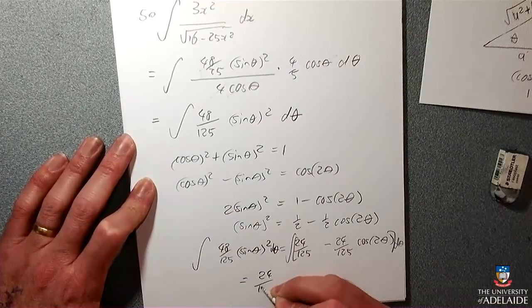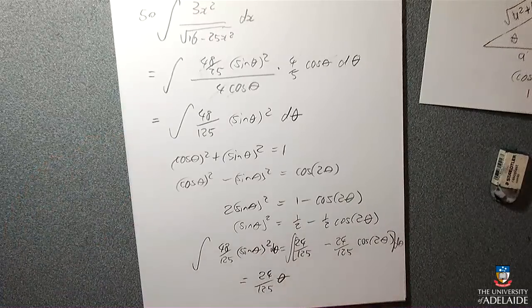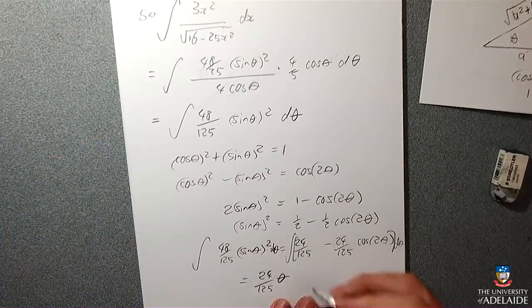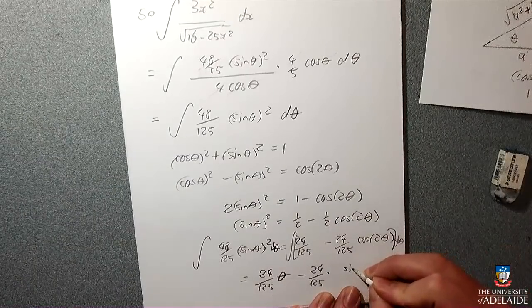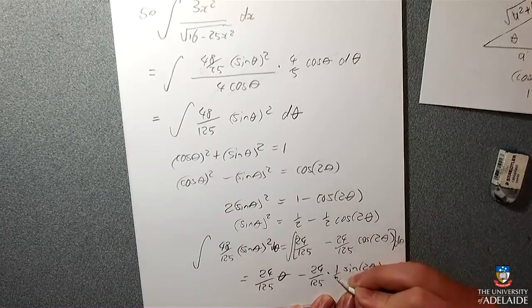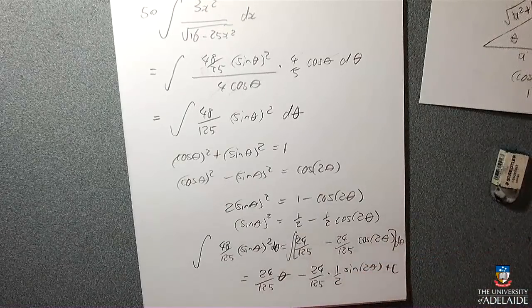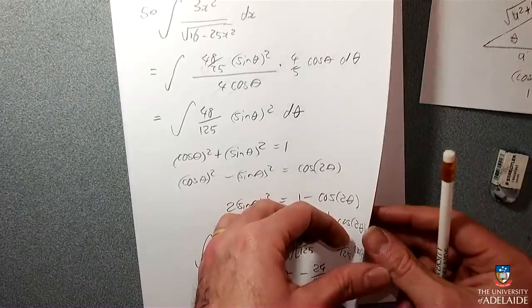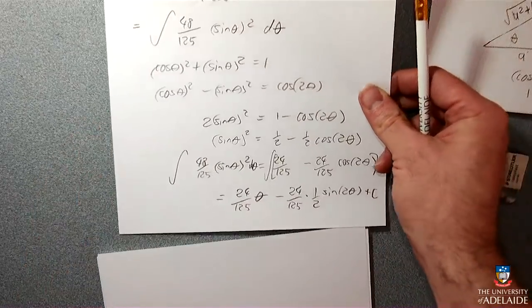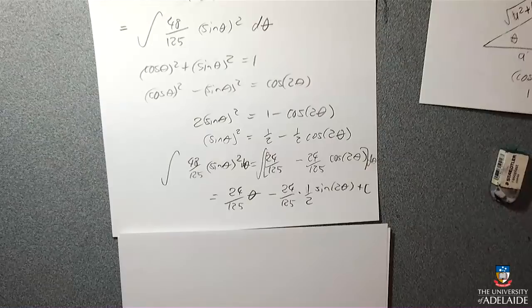So 24 on 125 theta, because when you integrate a plain number, you just attach the variable to it. And then this one, the 24 on 125, will still be there. The cos will go up to sine, but then because of the chain rule, I'll have to divide by 2. So when you do the chain rule with integration, you have to divide by the derivative, right? But it only works if the derivative is a constant. All right. Which would be great, except now I have to put my x's back in.